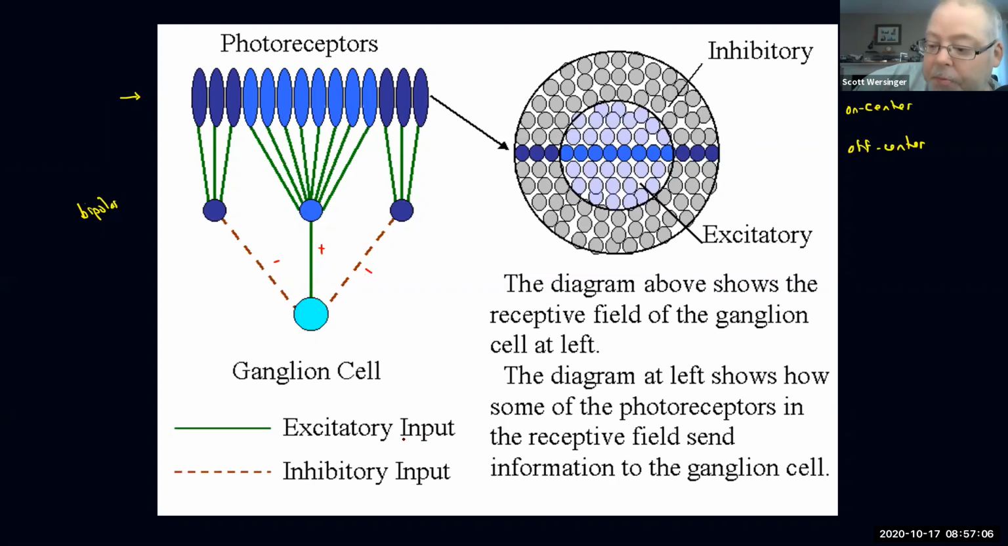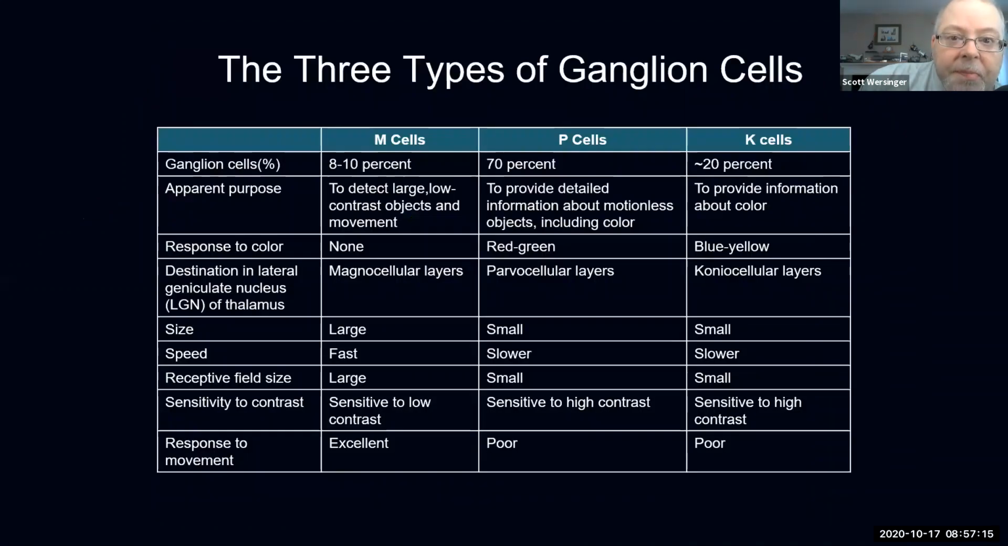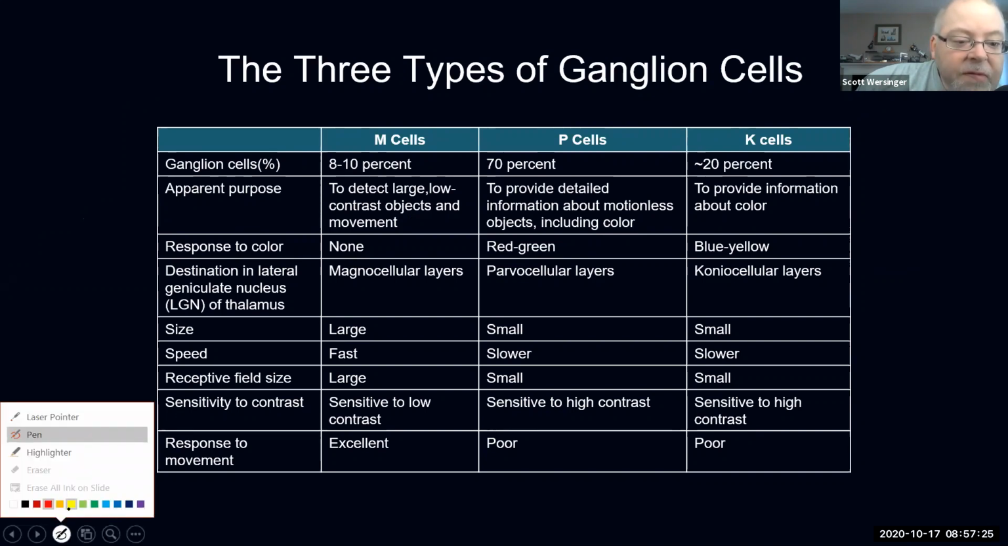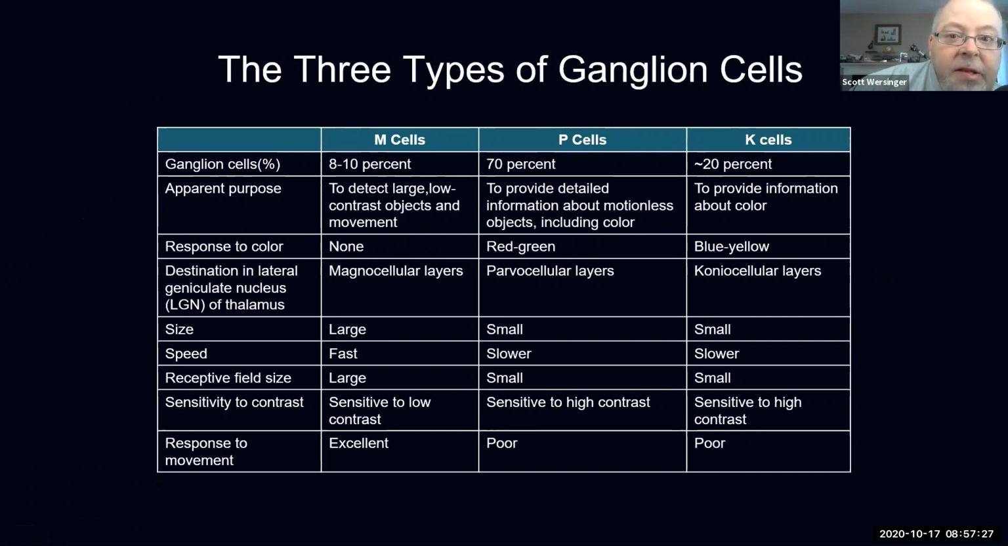All right. This is, again, just sort of showing you another way to look at it. If this slide helps you, you can look at it more on your own. All right. Now, in the retina, our book talks about several different types of ganglion cells.